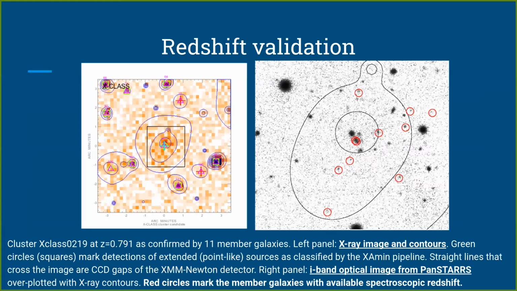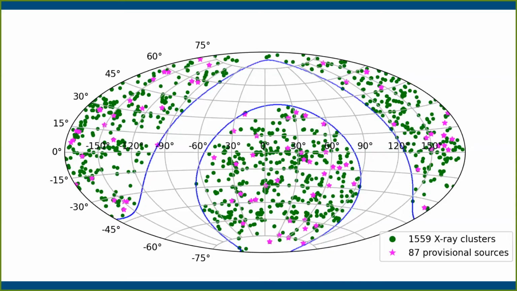So this is an example from the redshift validation procedure. On the left side, you see an X-ray cluster, the extended emission, and the X-ray contours. On the right side, you see the I-band optical image from Pan-STARRS, with the X-ray contours again overlaid. And with the red circles, you see the 11 member galaxies that we used to confirm this cluster at a redshift of almost 0.8. This is the final layout of the catalog all around the sky: more than 1,500 X-ray clusters plus the 87 provisional sources.